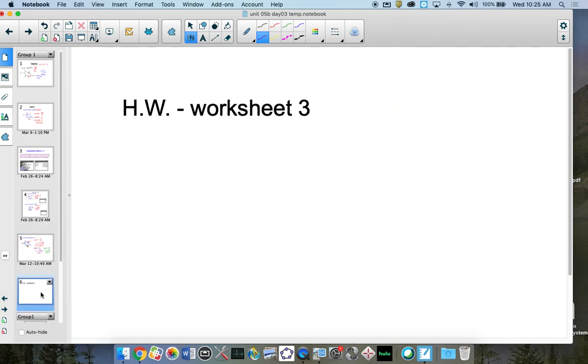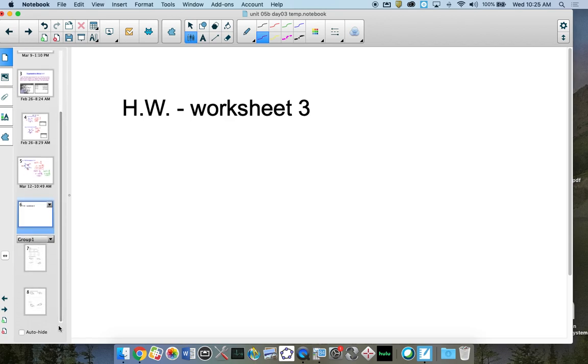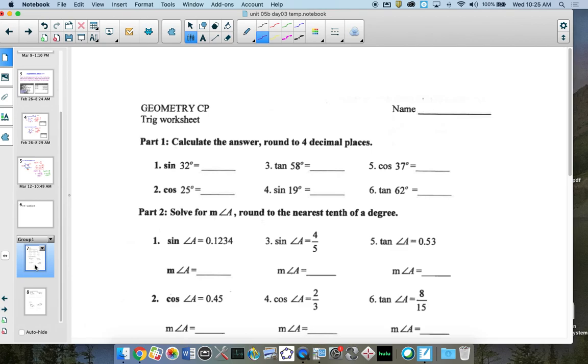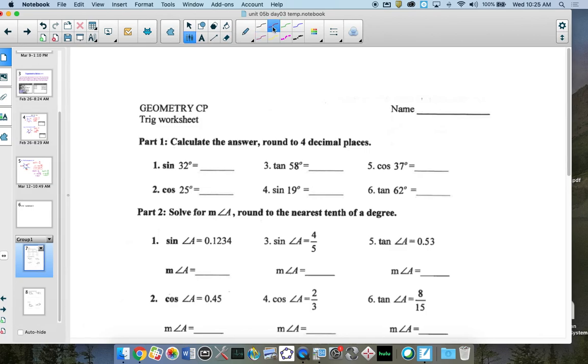Okay, so now the assignment today is going to be worksheet 3, which will be in Schoology. And this is what it looks like, so I just want 2 quick minutes to make sure you understand all the different parts. Part 1 says calculate the answer, round to 4 decimal places. So read the directions. All you're going to do for this one is grab your calculator, use the one on your iPad, or if you have a regular calculator laying around, type in sine of 32 and write down what it shows you. So that's what you do for the first 6.